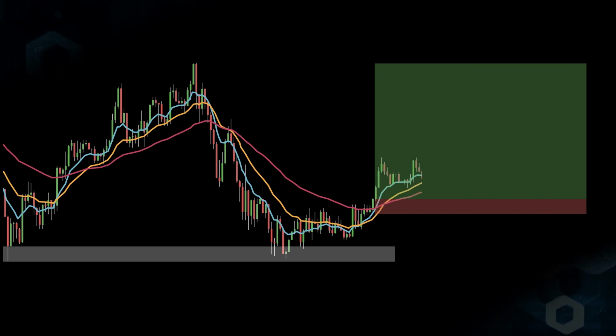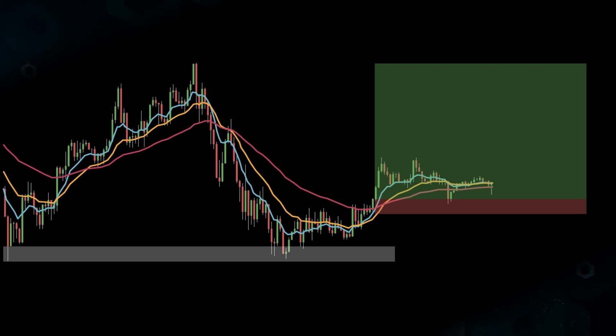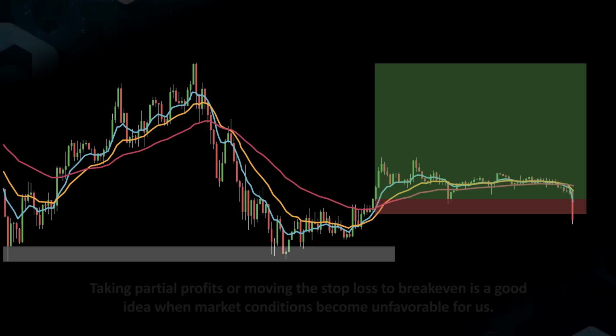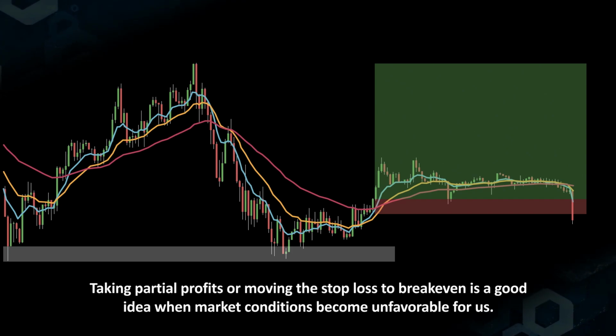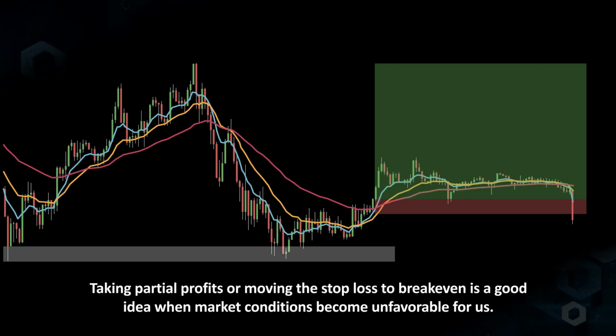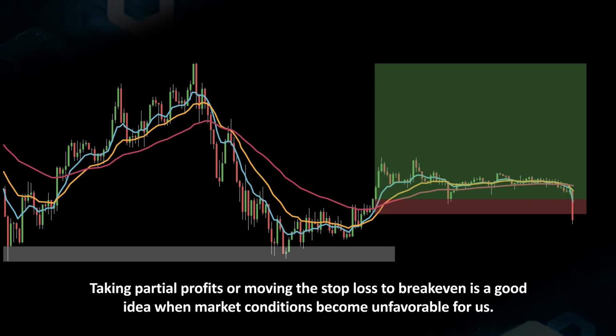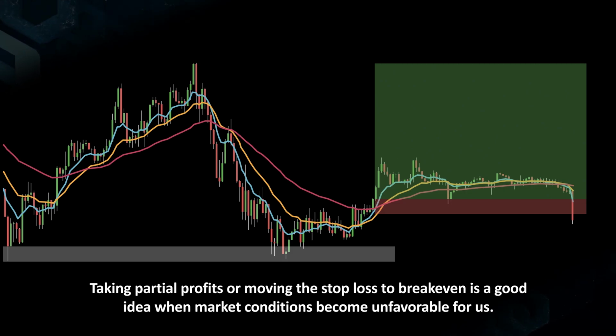If you had opened a long position, you wouldn't have been too happy to see the price rise and then start moving sideways. From this example, we can learn that when we see signs that the price no longer has the strength to continue the anticipated move, the best option is to take some profits if possible, and move the stop loss to break even. This way, we protect our account from unnecessary losses.